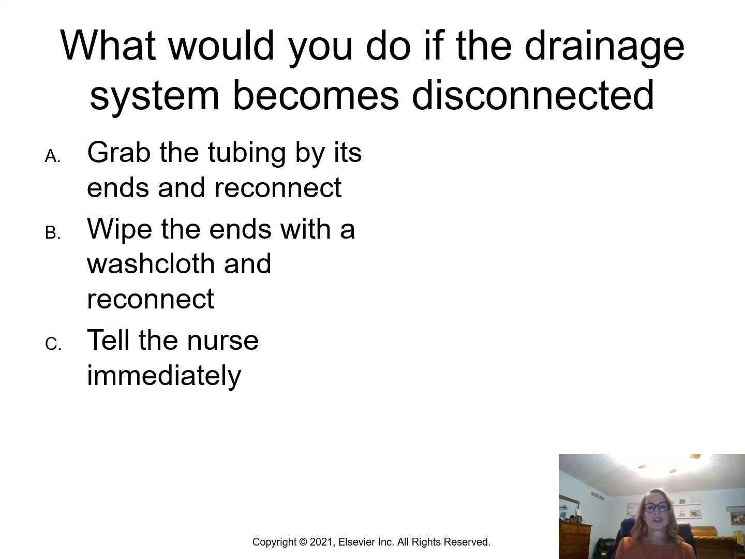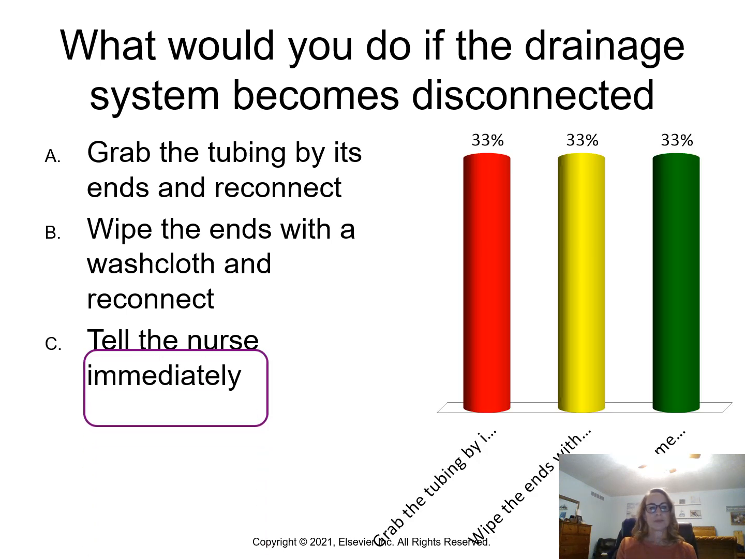What would you do if the drainage system becomes disconnected? We're going to tell the nurse immediately. So we wouldn't grab the tubing by its ends and reconnect it. We wouldn't wipe with a washcloth. If anything, we're going to be taking antiseptic wipes and wiping off each side. We would then tell the nurse, okay?